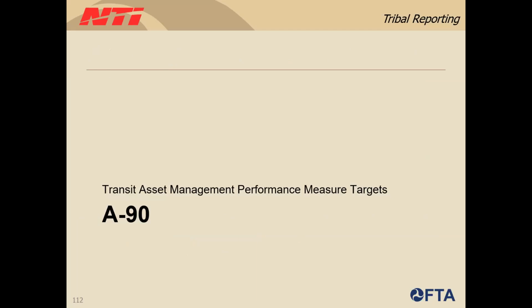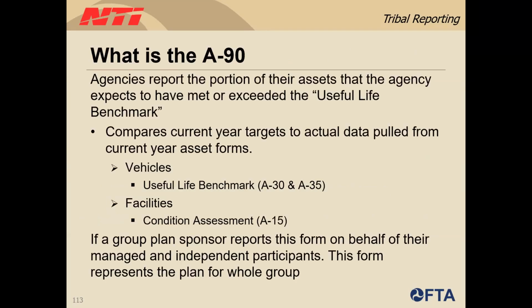The next form we will discuss is the Transit Asset Management Performance Measure Targets A90 form. The A90 is where an agency or an agency's group plan sponsor reports the portion of assets that have met or exceeded the useful life benchmark of that asset. This will show the target that you reported last year, the current performance that's pulled from the current year asset forms, as well as a place for you to report your target for next year.